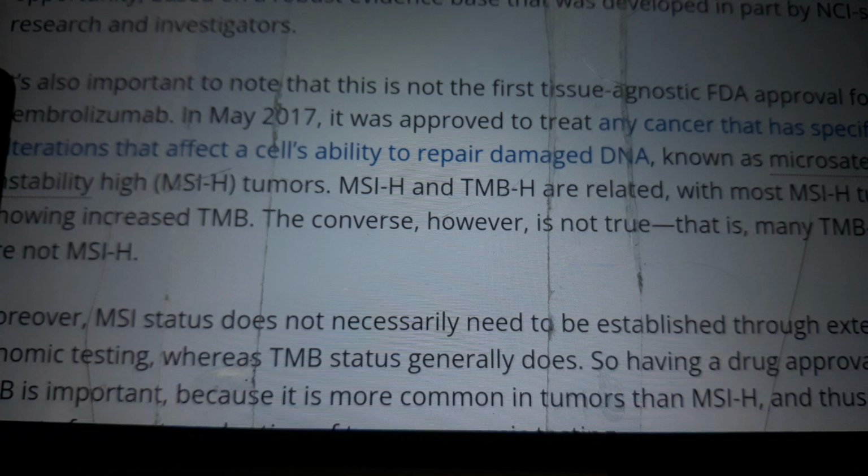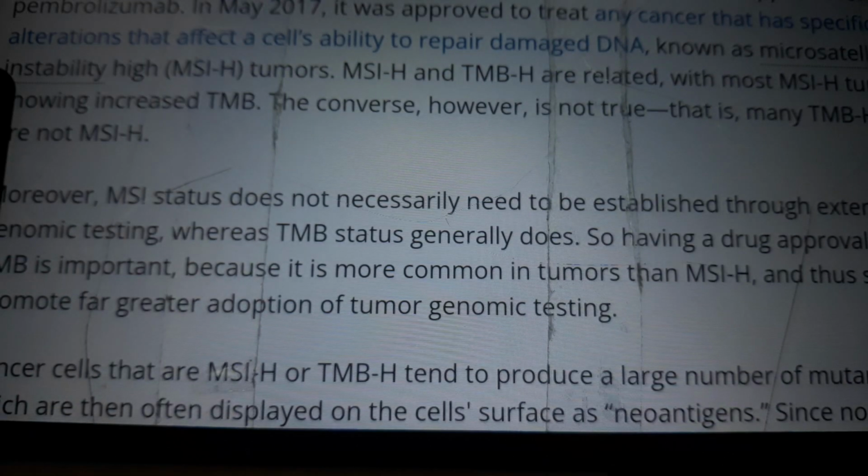That's about the TMB burden. It's not a guarantee that pembrolizumab will be effective, but it is an opportunity based on a robust evidence base that was developed in part by NCI-supported research and investigators. It is also important to know that this is not the first tissue-agnostic FDA approval for pembrolizumab. In May 2017, it was approved to treat any cancer that has specific genetic alterations that affect a cell's ability to repair damaged DNA, known as microsatellite instability high, MSI-H tumors.